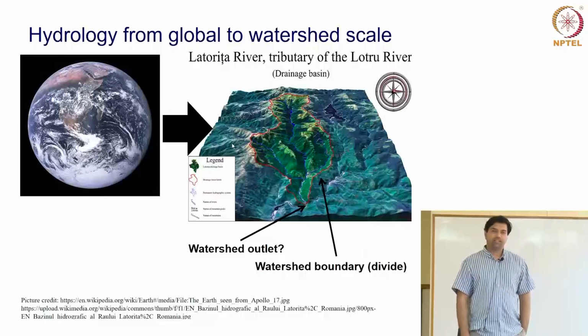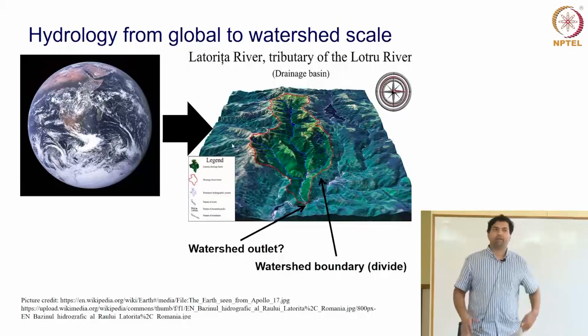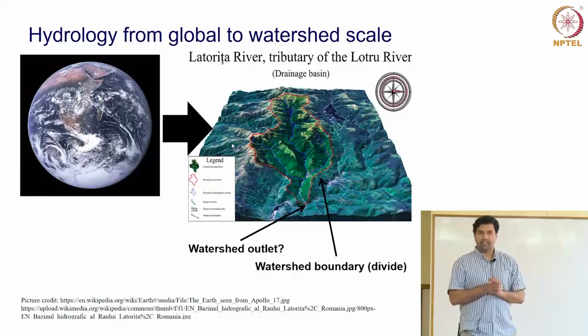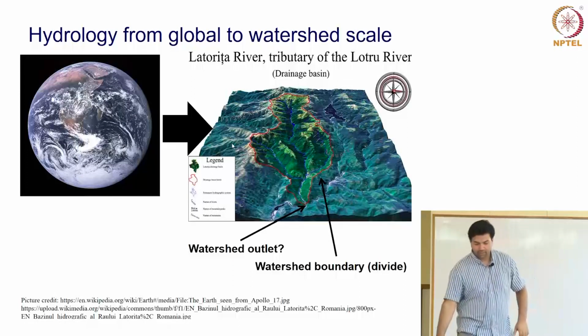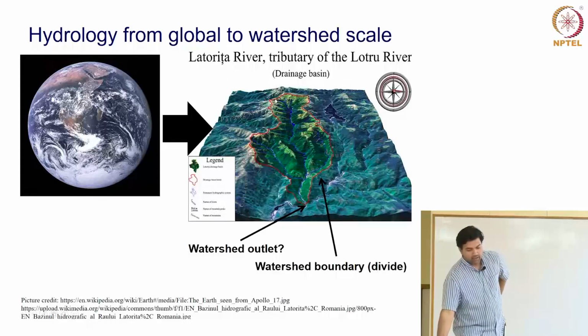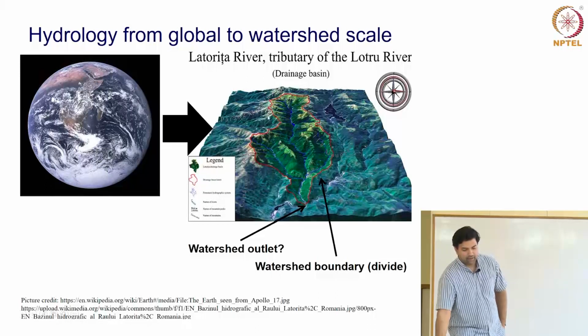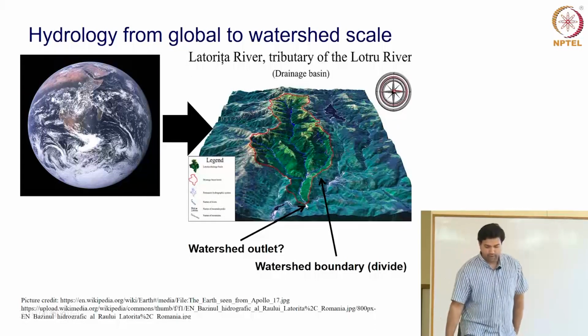So now let's go from global scale to a more manageable scale, let's say a catchment scale or a watershed scale. We looked at fluxes at the global scale. Now let's see what kind of fluxes happen at the catchment scale. So here is an example of a catchment. The green highlighted region is the catchment area. The red line is the catchment boundary or watershed boundary, and the bottom of the red line is the watershed outlet. So what do I mean by watershed?